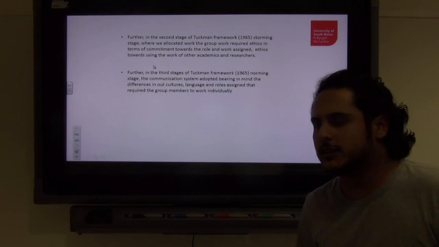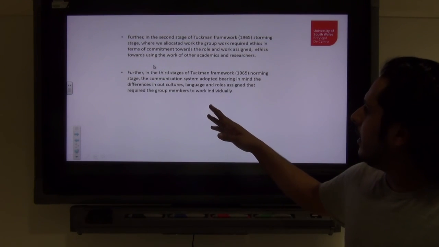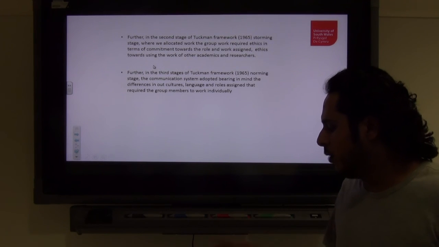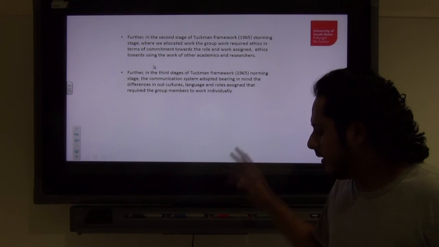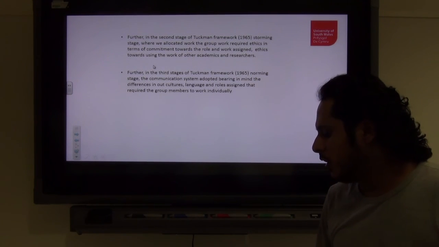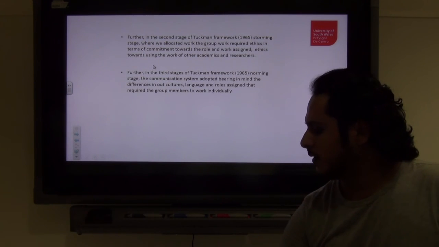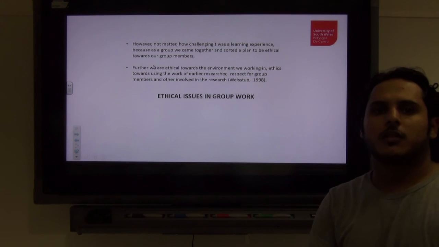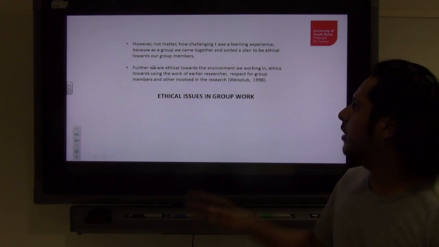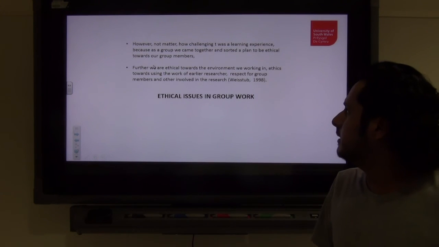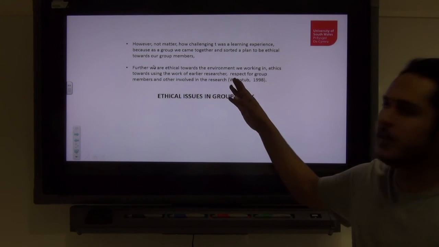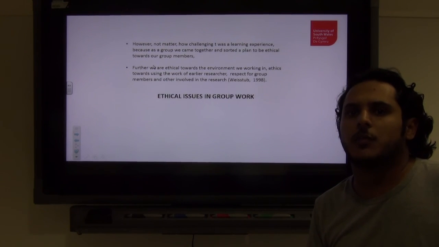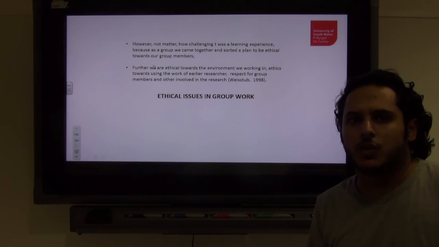And in the third stage of Tuckman's framework, the norming stage, people start to resolve their differences and value colleagues' strengths. However, not well. How challenging it was, a learning experience, because as a group we came together and started a plan to be ethical towards our group members.